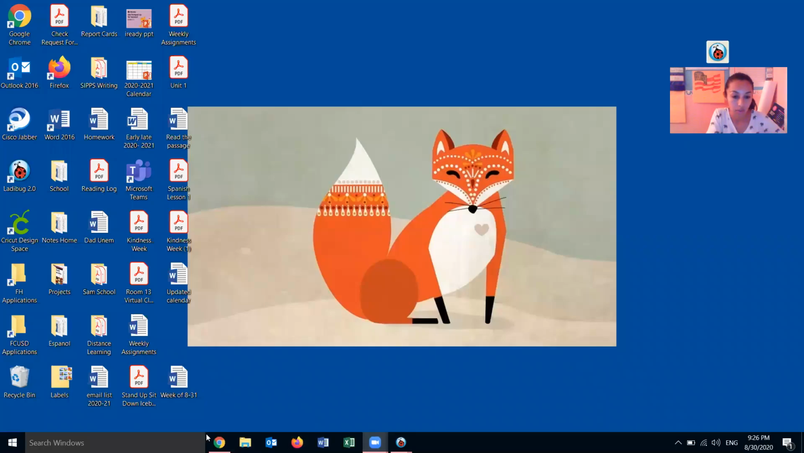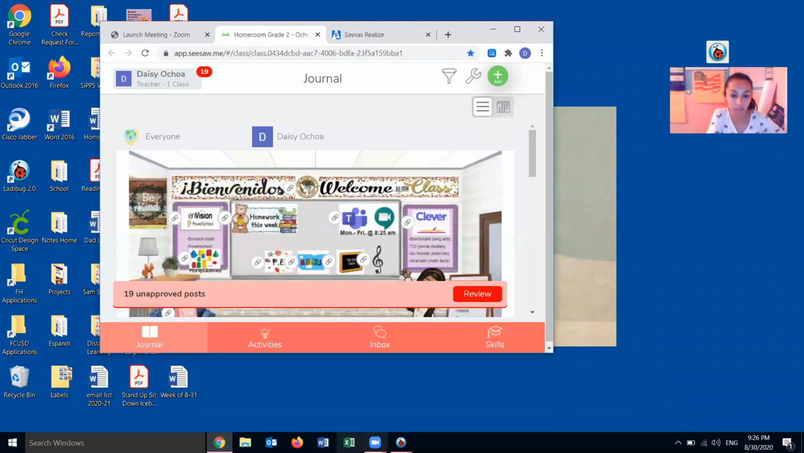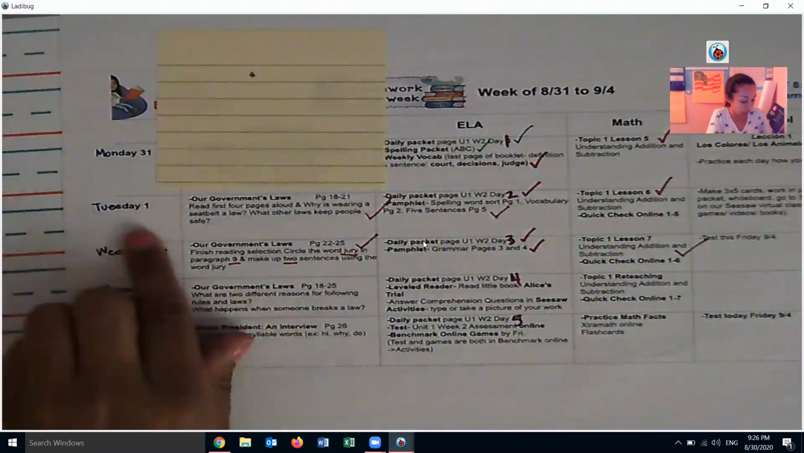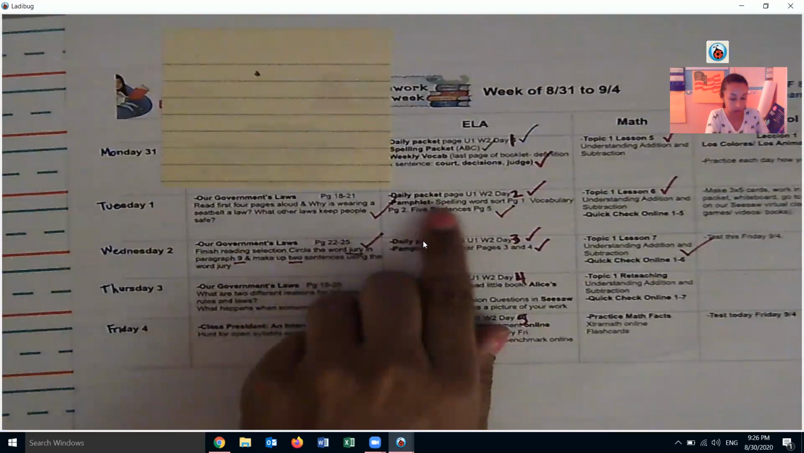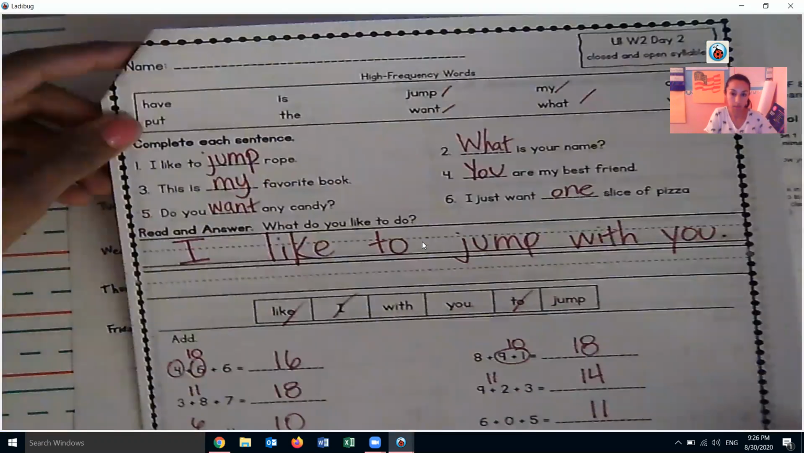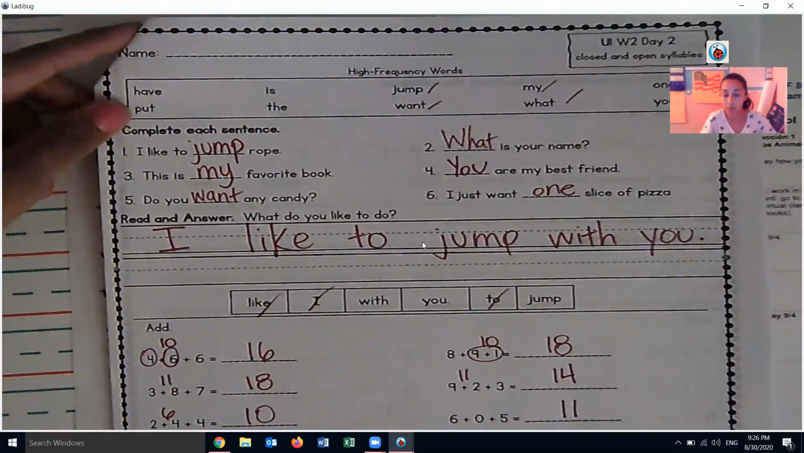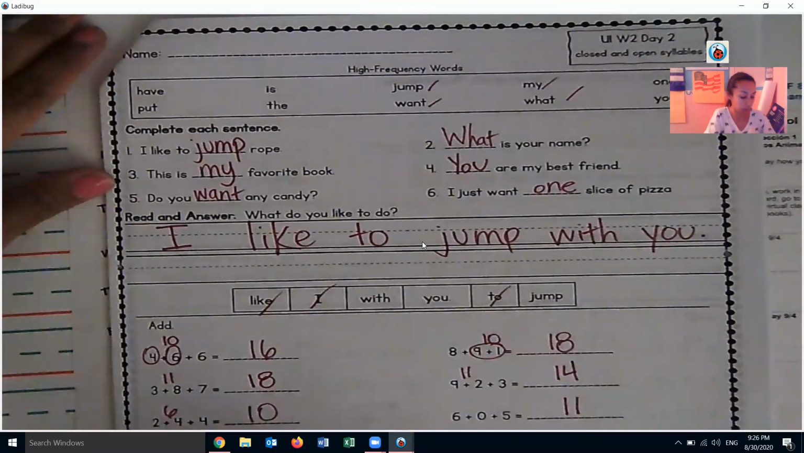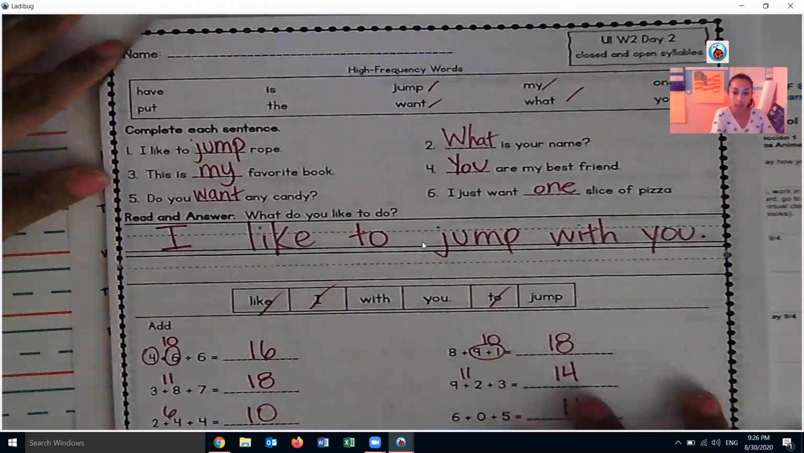So let's go to our ladybug first, to go to our calendar. So Tuesdays, ladybug. Tuesdays we have our daily packet, which is where I like to start off. Unit 1, week 2, day 2. So that's our daily packet here. Again, I've just completed this, so I'll do it just by saying it out loud and sharing with you what I did.